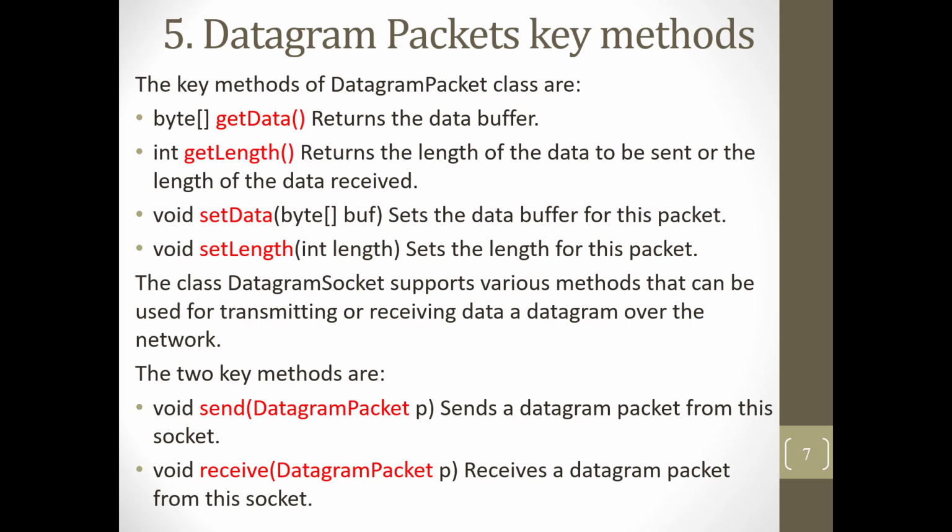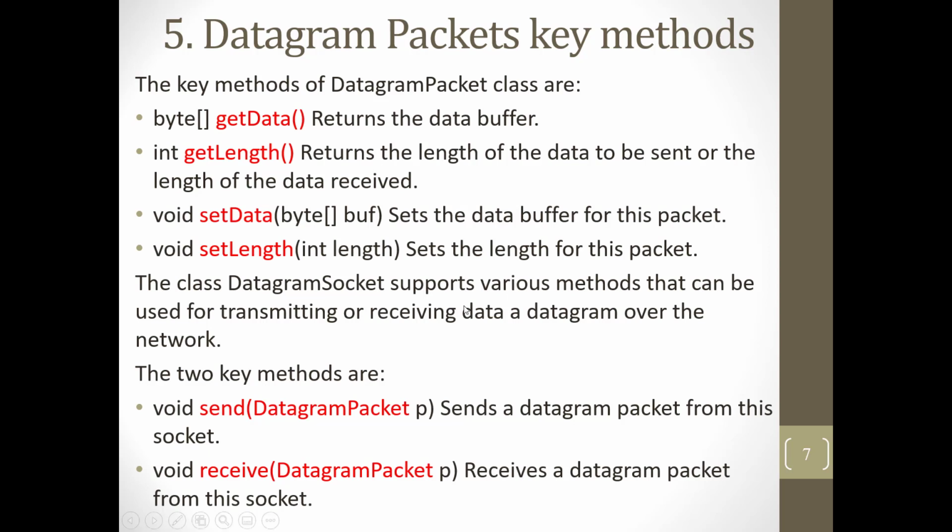Then, the DatagramPacket class has a lot of methods. These are the key methods of DatagramPacket. The first method is getData, which is used to return the data buffer. Then getLength is used to return the length of the data, that means how many bytes of data you are sending. Then setData sets the data buffer for a particular packet. setLength sets the length for a particular packet.